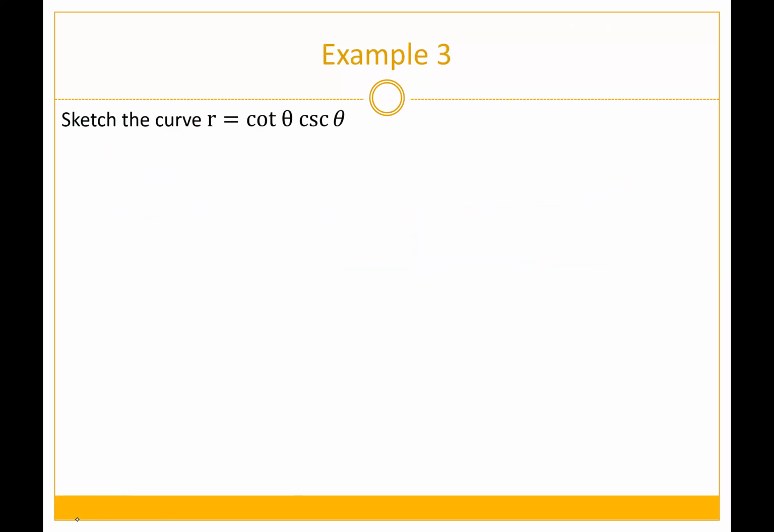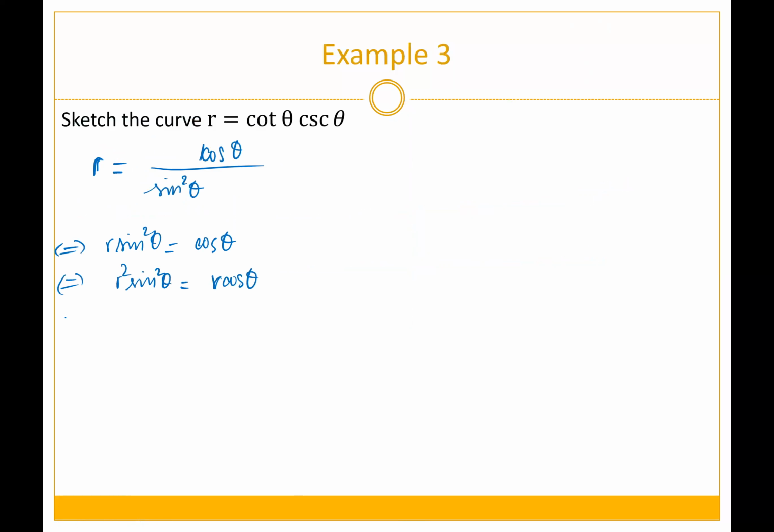Now if we do the same thing for the next question, I guess that's going to also shorten our answer a lot. So it's going to be cosine theta over sine squared theta. And in this case, there's one little trick that you should do. So you have r sine squared theta equals cosine theta. Or in other words, you have r squared sine squared theta equals r cosine theta. As you can see, if I multiply both sides of the equation by r, this thing is going to give me y squared, and this thing is going to give me x.